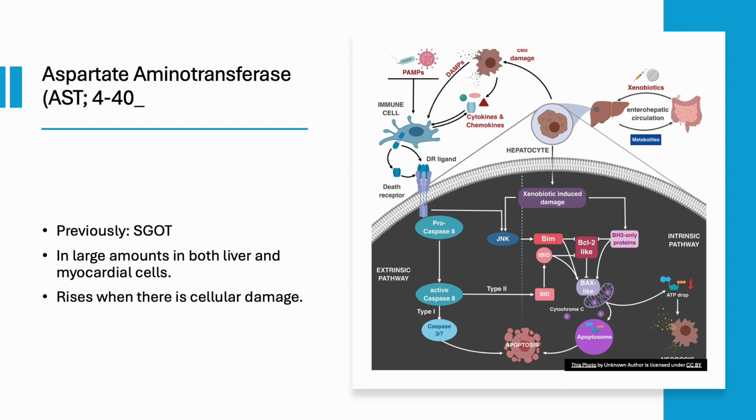AST measures the level of the enzyme that catalyzes the reversible transfer of an amino group between the amino acid aspartate and alpha-ketoglutaric acid. AST exists in large amounts in both liver and myocardial cells, and in smaller but significant amounts in skeletal muscles, kidneys, the pancreas, and the brain. Serum AST rises when there is cellular damage to the tissues in which the enzyme is found.